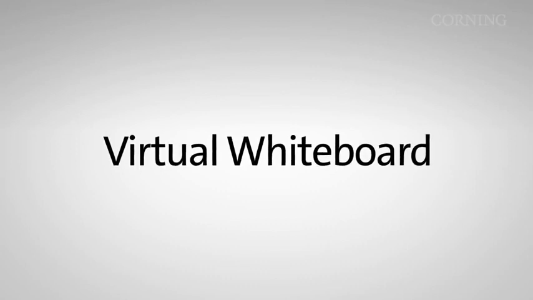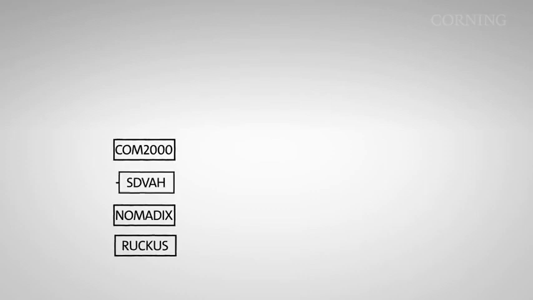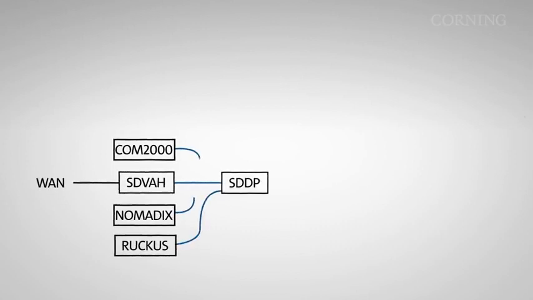Jumping back to our virtual whiteboard for the last time, first we're going to talk about our applications. So we have IPTV via our DirecTV COM2000. We have Wi-Fi via our Ruckus controller. We have our access gateway via our Nomadix. And then we have our virtual application host, which is our connection to the WAN. All of these applications are going to connect into the software-defined data plane.